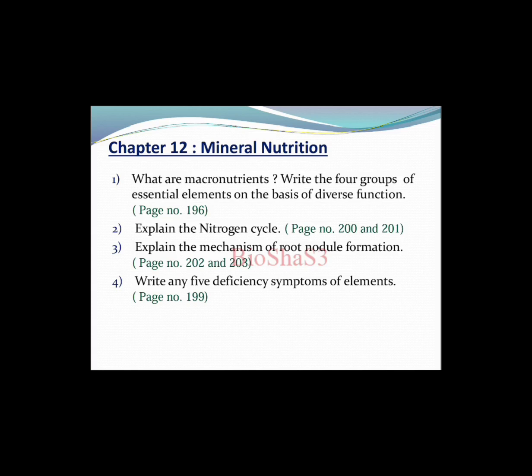Then the next important question from this chapter is, write any 5 deficiency symptoms of elements. Any 5 deficiency symptoms you have to write and explain, not just give one sentence like chlorosis. What is chlorosis? You have to explain along with the symptom what you are telling. Just naming the symptom, you don't get full marks. You have to name the particular deficiency symptom and then explain what it is.